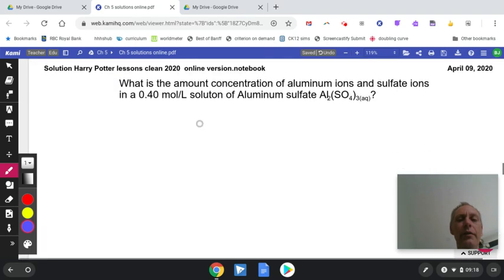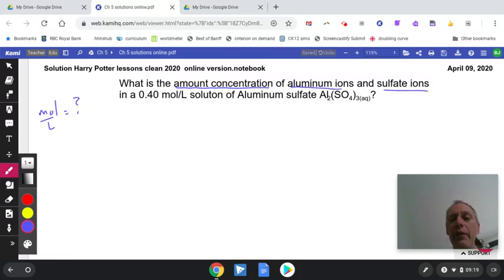Okay. So this one's a little trickier. So what is the amount concentration? So again, we're looking for moles per liter of aluminum ions and sulfate ions in a 0.40 mole per liter solution of aluminum sulfate. So let's start with our dissociation equation.